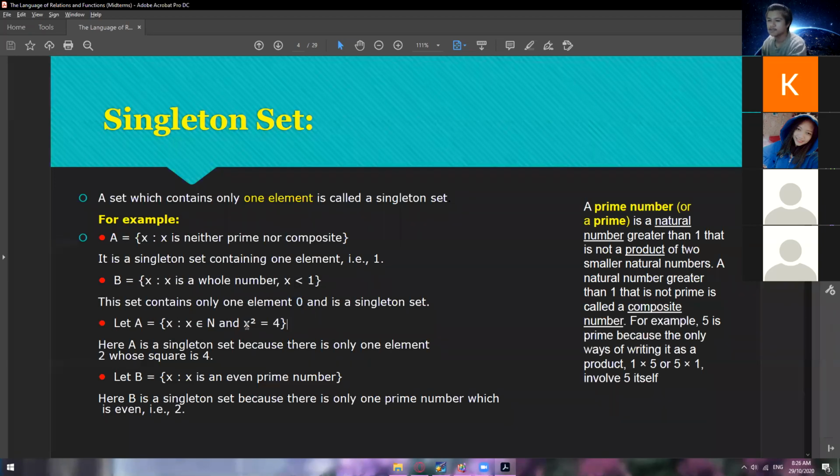Another example: we have here set A, wherein it has an element of natural numbers x, and x squared is equal to 4. In this case, natural numbers are 1, 2, 3, 4 onwards, and it should be equal with this one. If you put here the natural number 1, let's say, it should be equal to the other side. As you can see, there's only one number that satisfies this condition, which is what?